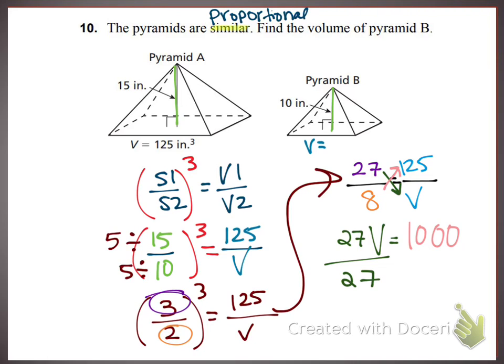Divide by 27. And the volume is? What's 1,000 divided by 27? 37.0. Good. 37.0, we'll say 4. And it is inches cubed.